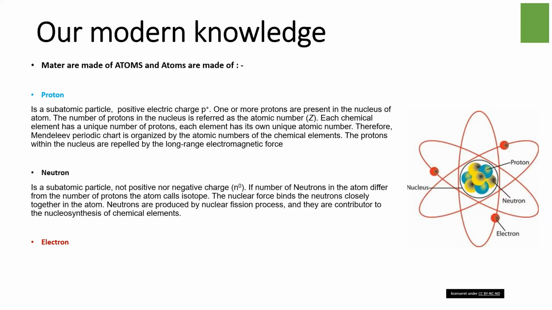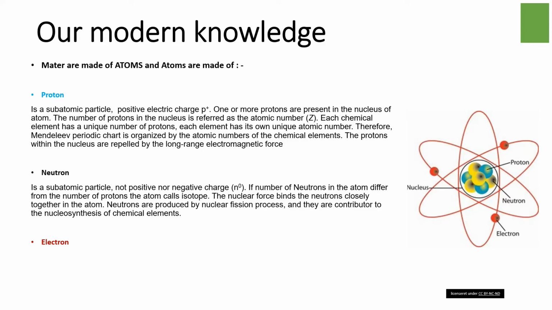Now, regarding the neutrons, they are also subatomic particles, neither positively nor negatively charged. They are neutral. If the number of neutrons in an atom differs from the number of protons in the same atom, the atom is called an isotope of the chemical element. The nuclear force binds the neutrons closely together inside the nucleus of the atom.